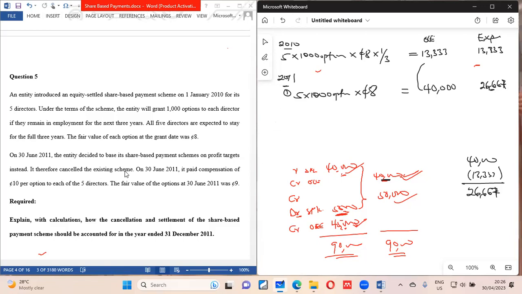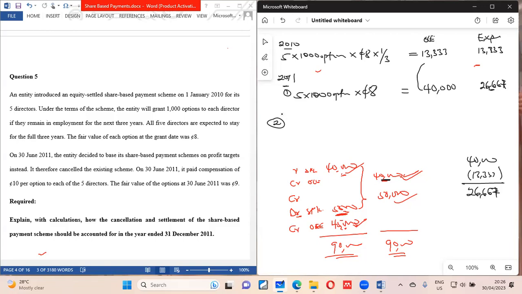then we come to the part. Step 2 said what? All the payments that you have made up to the fair value of the equity instrument at cancellation is treated as a deduction from the equity. All payments made will be treated as a deduction.